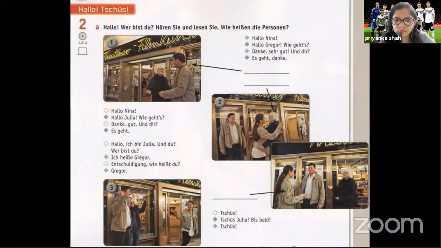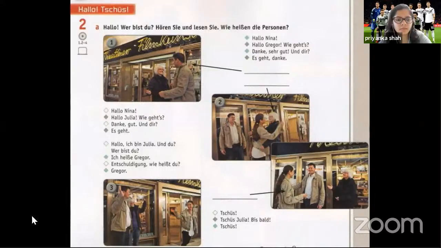Hallo Nina. Hallo Julia. Wie geht's? Danke, gut. Und dir? Es geht. Hallo, ich bin Julia. Und du? Wer bist du? Ich heiße Gregor. Entschuldigung, wie heißt du?